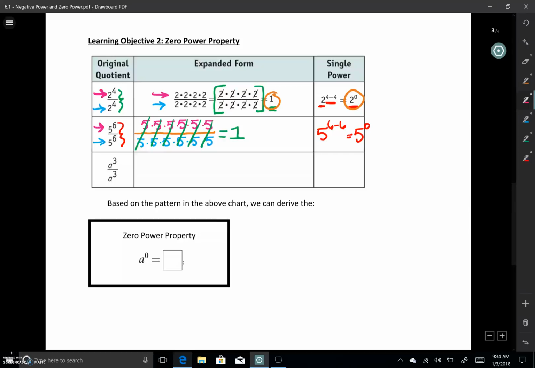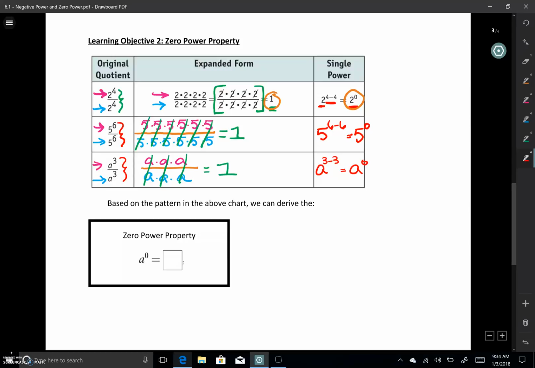If I look at my third example, I have a cubed in the numerator, and I'm going to set that all over a cubed in the denominator. By canceling, I see everything will cancel out, giving me a 1. But if I use quotient of powers, I see my bases are the same as a, so I subtract my exponents, 3 minus 3, and that gives me a to the 0 power. So based on the pattern in the above chart, it is not a coincidence that I get 1s here and my base to the 0 power here. These are actually the same answer, okay?